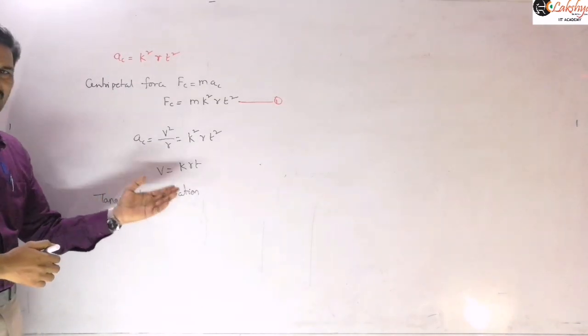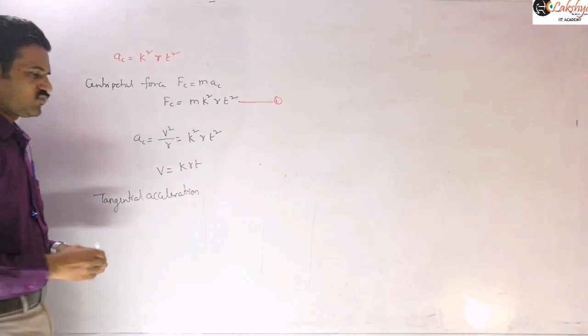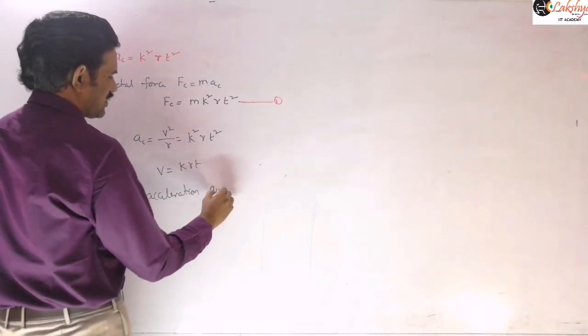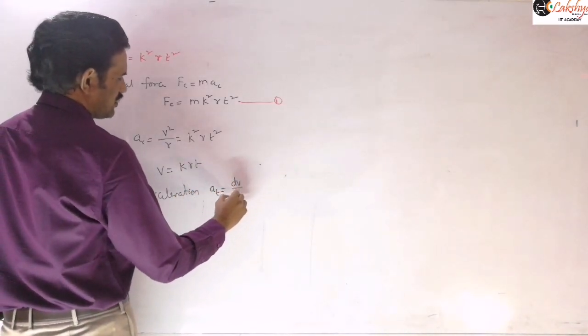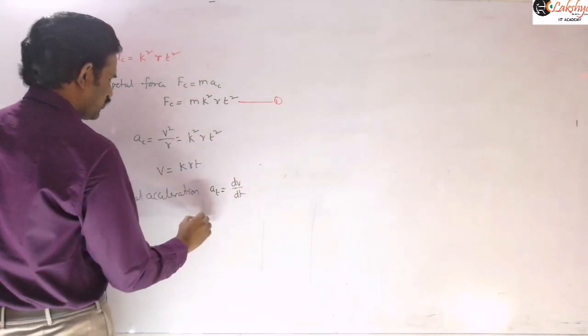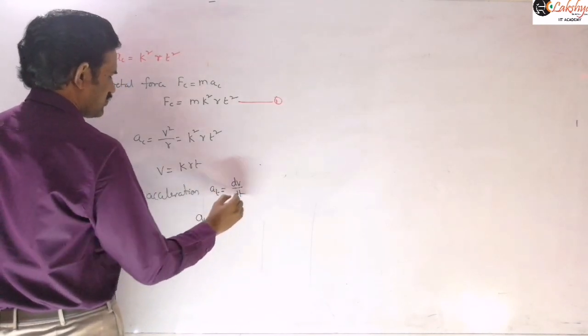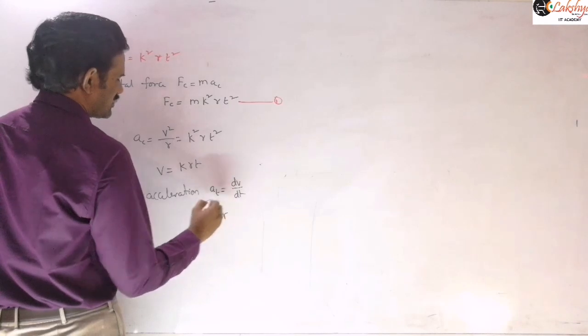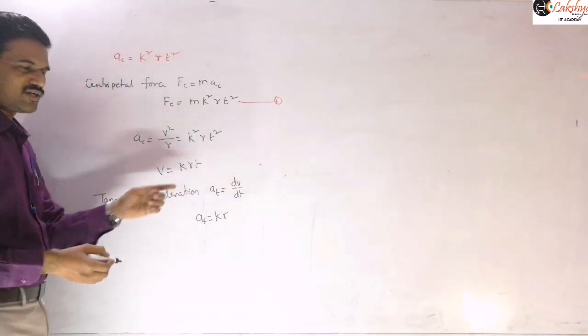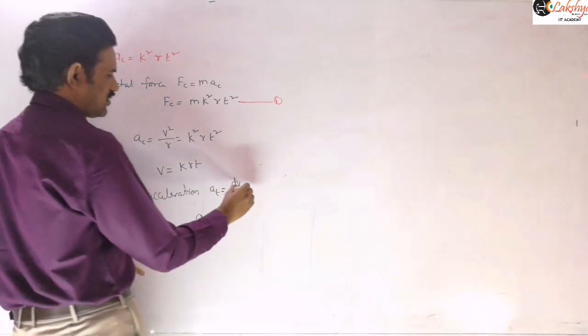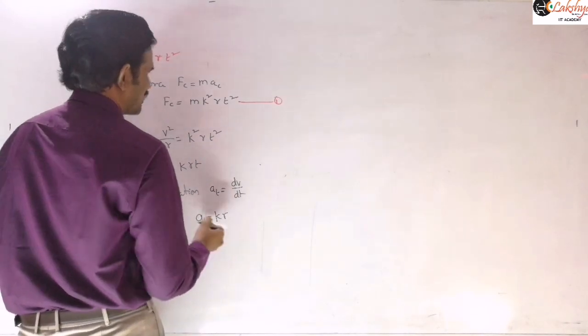And so now here the speed as a function of time is known to us, and therefore we can write this tangential acceleration as dv by dt. And therefore this tangential acceleration is equal to, you can differentiate that, then you will get this value as k into r. Directly I am writing that the differentiation of t is 1. And so this is our tangential acceleration.